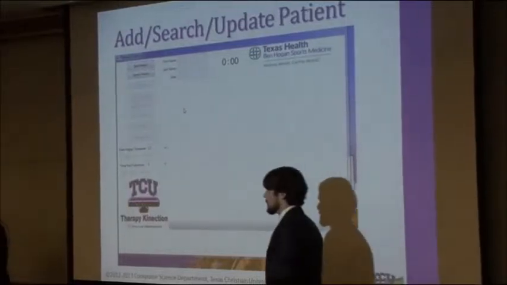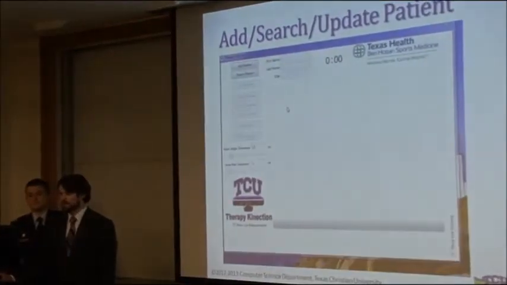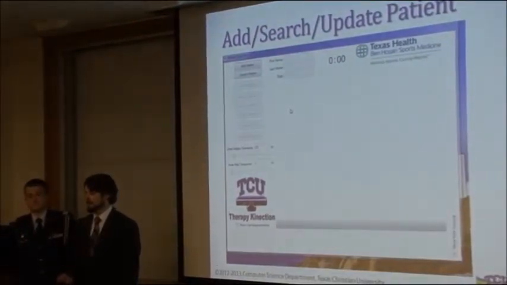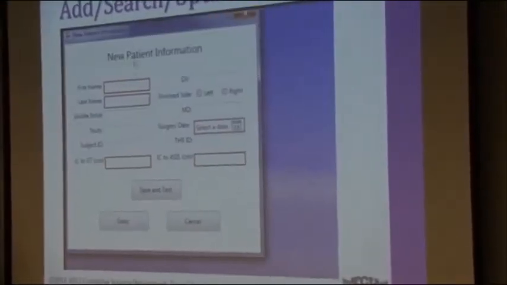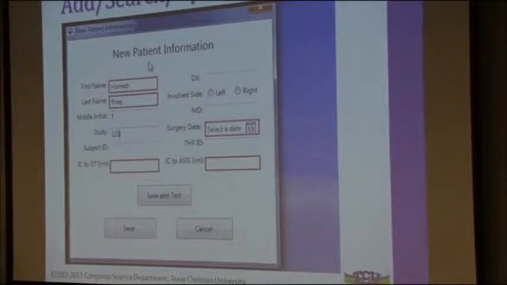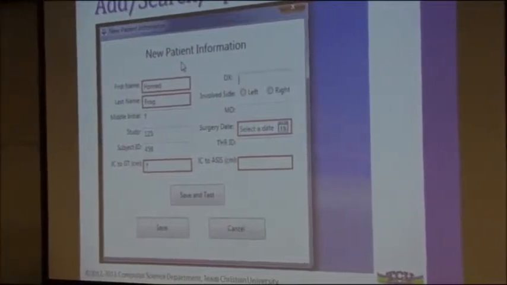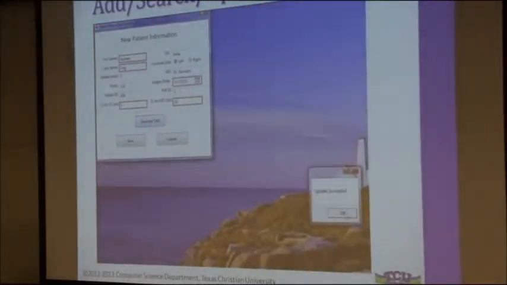So now I'm going to show you guys a video demo. And for this first video, we're going to demonstrate exactly how our database works with the program. So we're going to go in here for the main window and add patient. We're going to enter in patient Horned Frog here. And all this data will be already available for the therapist prior to entering this. And the red boxes here are the boxes that must be entered in. We're going to enter in the THR ID 1. So we're going to save and test this patient, which loads him into the main window here.